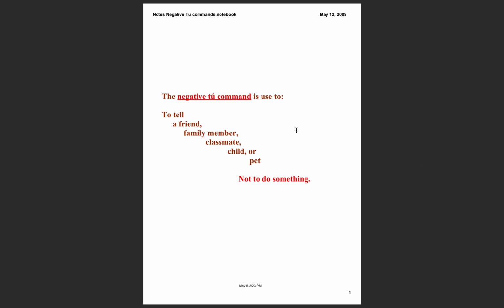Okay, so you use them to tell a friend, a family member, a classmate, a child, or a pet, people you would use the tú form with. You're using them to tell them not to do something. Okay, so you're going to be using the word no in front of these commands.